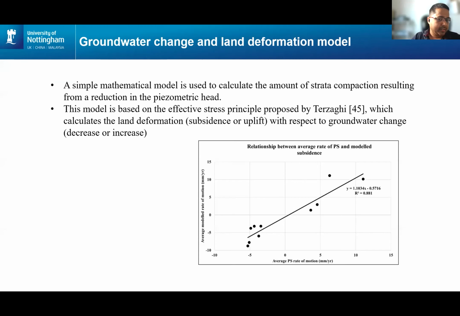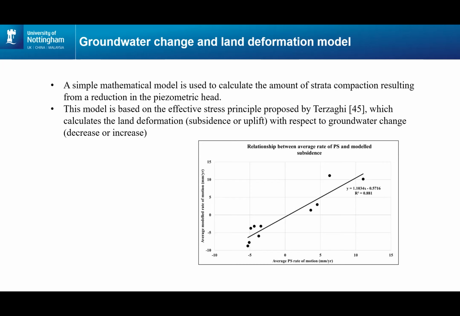This created a need for a model where we could find a mathematical relation between subsidence and groundwater. So we have been able to develop, using literature, a simple 1D mathematical model. The model is now under review for publication, so I am not able to discuss all the equations and details, but the model is based on the effective stress principle proposed by Terzaghi.